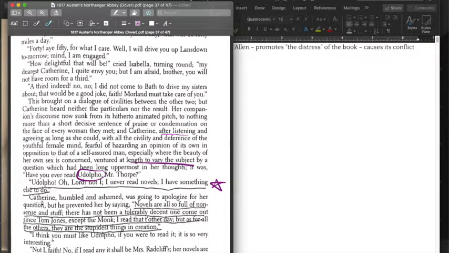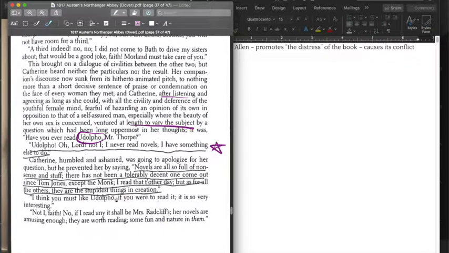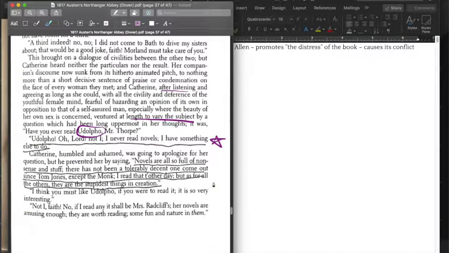Look at her reaction. Catherine, humbled and ashamed, was going to apologize for her question, but he prevented her by saying, "Novels are all so full of nonsense and stuff. There has not been a tolerably decent one come out since Tom Jones, except The Monk." That's a reference to The Monk by Sinclair Lewis. "I read that the other day, but as for all the others, they are the stupidest things in creation." "I think you must like Udolpho if you were to read it. It is so very interesting." And he's like, not I.